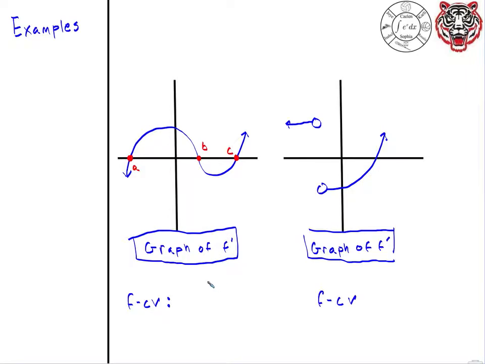Dang, I have to erase. So the critical values are at x equals A, x equals B, and x equals C. Those are all of our critical values. So that's when they cross the x-axis. Okay.